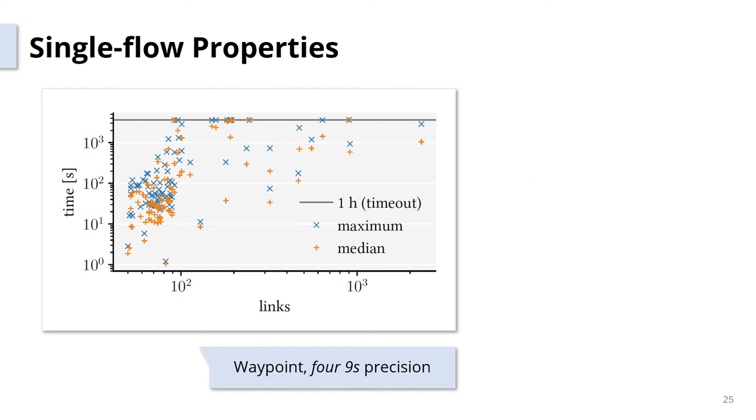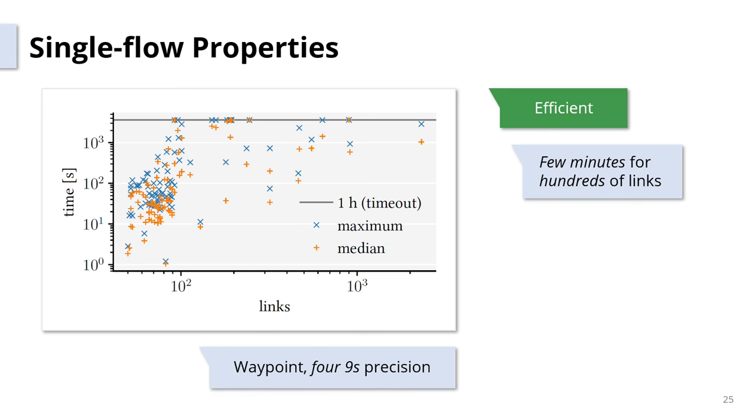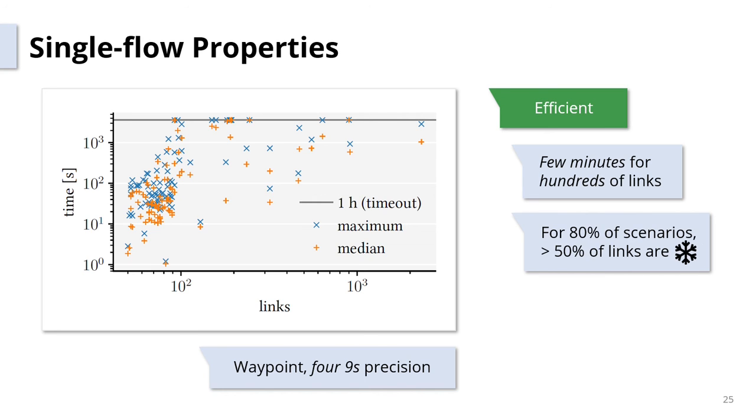We analyze the single flow waypoint property on all the topologies up to a 4/9 precision. In this graph here, you see the number of links on the x-axis and the inference time on the y-axis, where the gray top bar indicates a 1-hour timeout. So as you can see in the graph, even for networks with hundreds of links, NetDice only requires few minutes to verify the properties and is hence very efficient. We observed that for 80% of the visited scenarios, more than half of the links are cold. This explains why NetDice failure pruning is so effective.